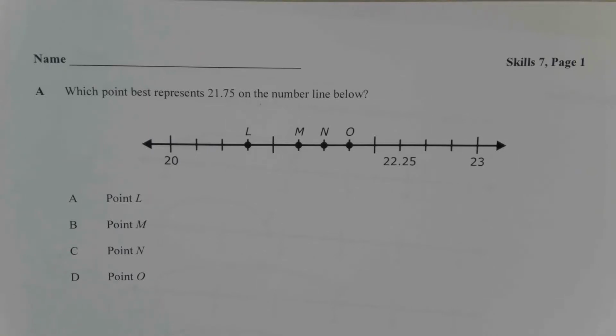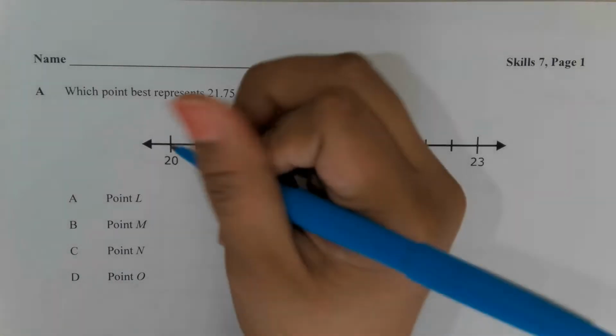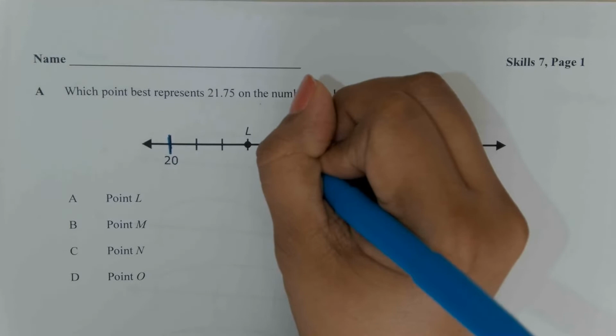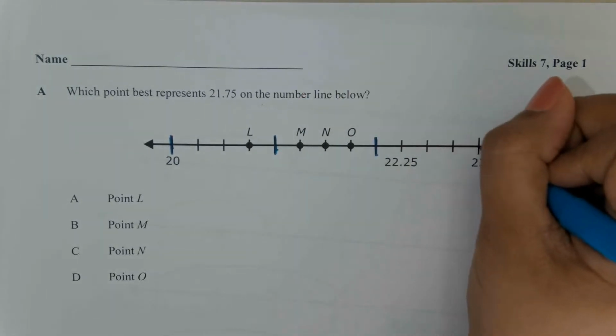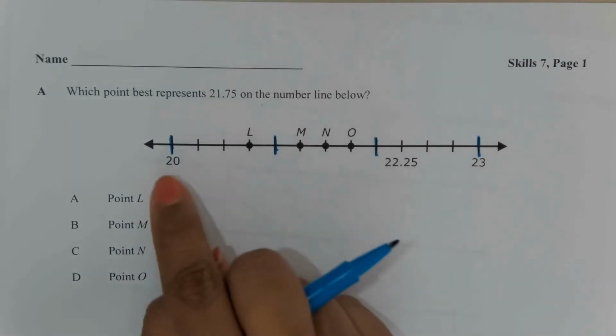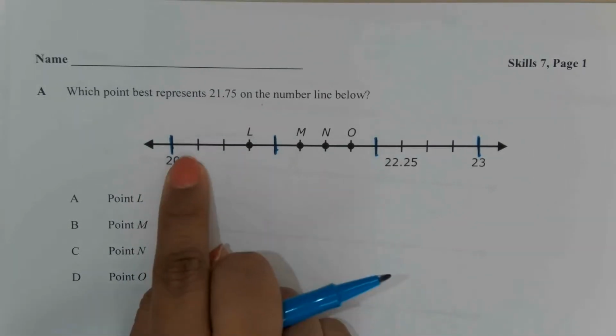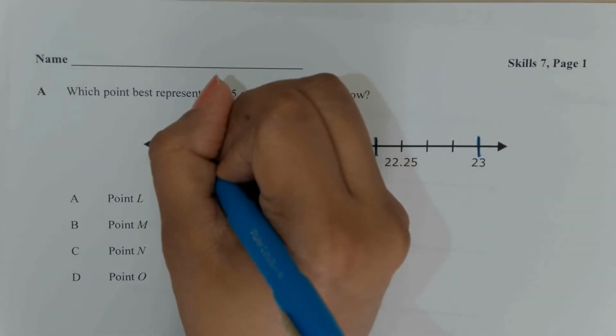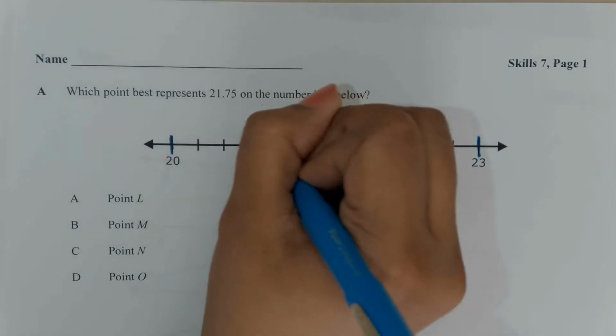Skills 7, page 1. It says, which point represents 21 and 75 hundredths on the number line below. So again, I'm going to count my gaps. I have here 20. I have my major points here. These are my whole numbers that I just highlighted. So this is 20, so I need to find out how much I have between here. So this right here is 1, 2, 3, 4.